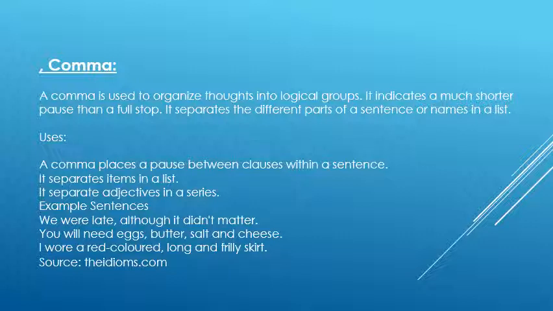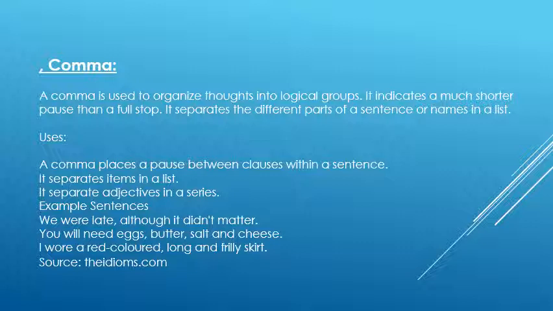The next one is the comma. A comma is used to organize thoughts into logical groups. It indicates a much shorter pause than a full stop. So a comma is a shorter pause than a full stop; a full stop is a bit bigger than a comma. And it helps us to organize thoughts in logical groups.